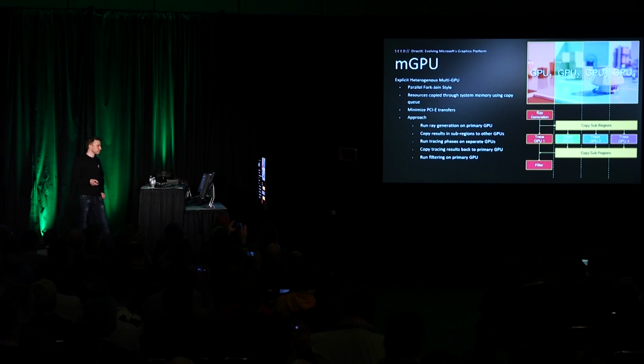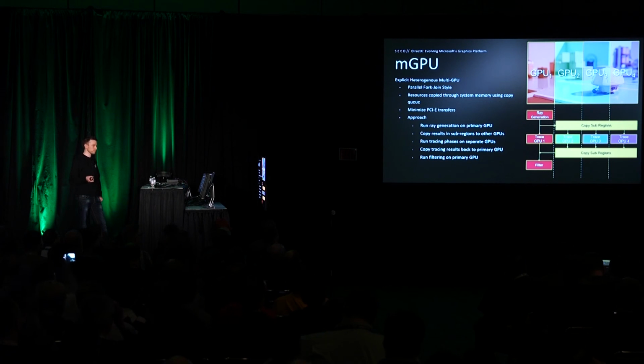Well, anyways, so we run the ray generation on the primary GPU for the entire screen. Then we copy ray generation results in subregions to other GPUs. So like I said, the first one is the arbiter. Then we run ray tracing phases on the other GPUs, so just basically a subsection of the screen for each GPU. We copy the tracing results back and then we do the filtering on the main GPU. And basically by doing the filtering on the first GPU, it allows us to mitigate temporal problems.